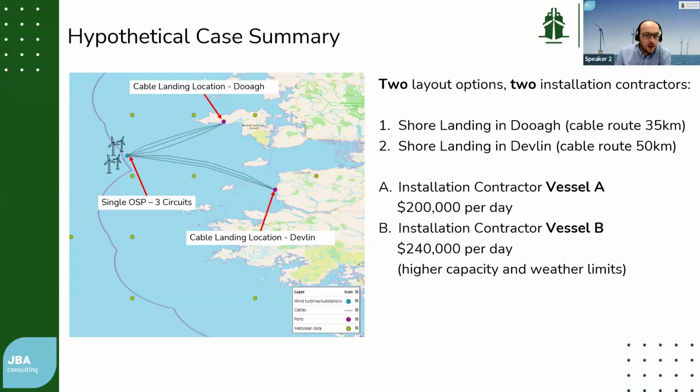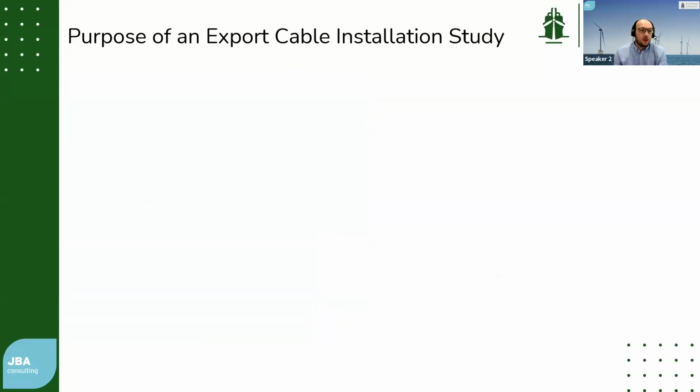To do this, we also want to compare two installation contractors. So we've got vessel contractor A, which has a nominal value of $200,000 per day. But then we've also got vessel B, which is a slightly more expensive vessel at $240,000 a day, but has a higher capacity and higher weather limits to the tune of about 20%. So that's a little introduction to the case.